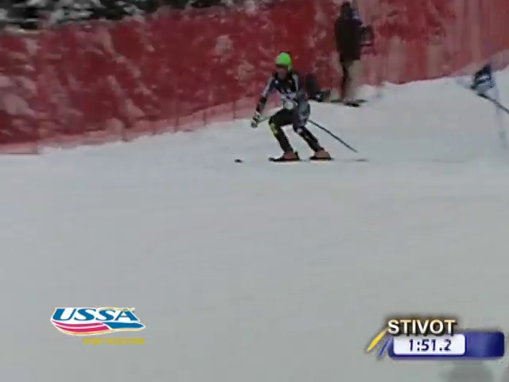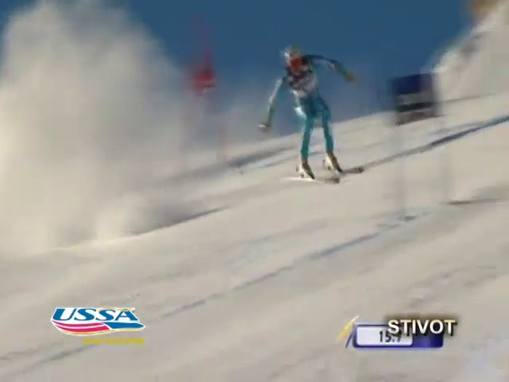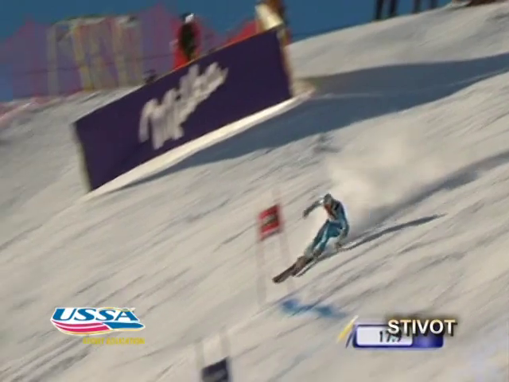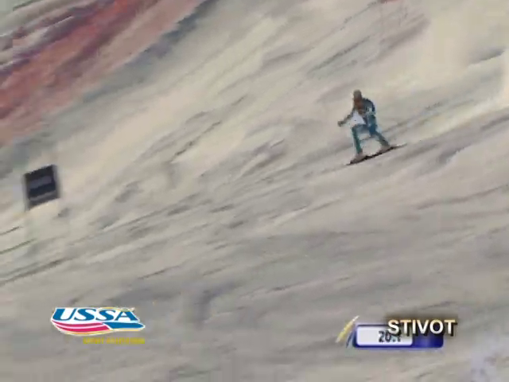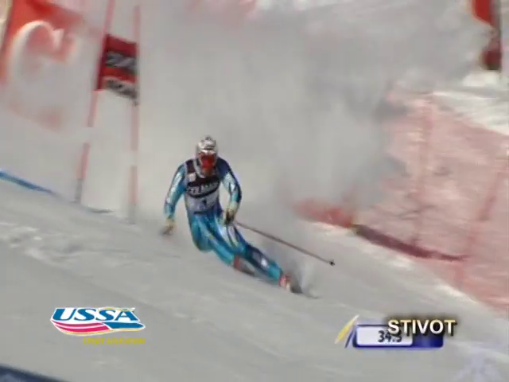While on the flatter slopes, ski racers already ski a very straight line, not leaving much more to straighten out. Therefore, we could make a general rule that seems to coincide with what we already see: that stiveting takes place more on the steeper sections, while carving takes place on the flatter sections of the racecourse.